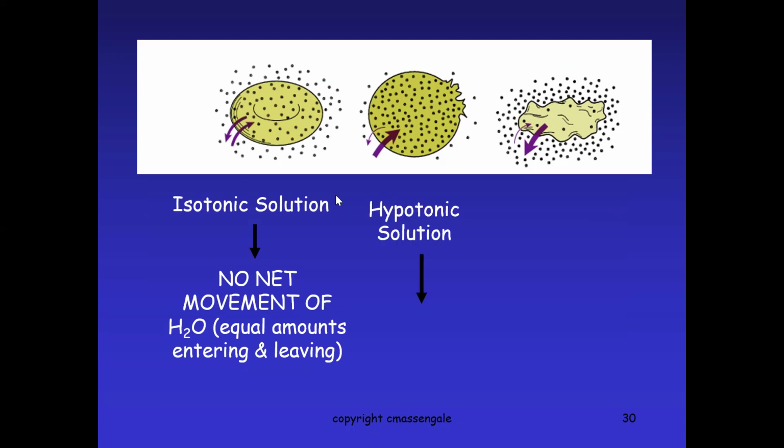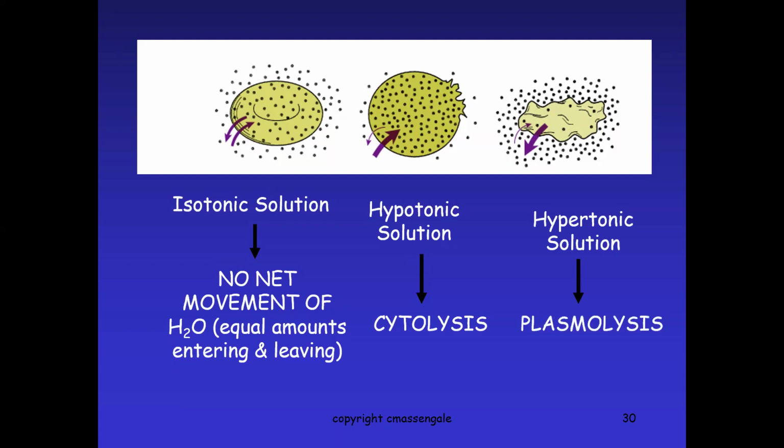And then in the case of a hypotonic solution, we have cytolysis. Cyto means cell, lysis means breaking down. So there is a chance that the cell will break down in the case of hypotonic solution. Then for the hypertonic solution, we have plasmolysis. That is the shrinkage of the cell.